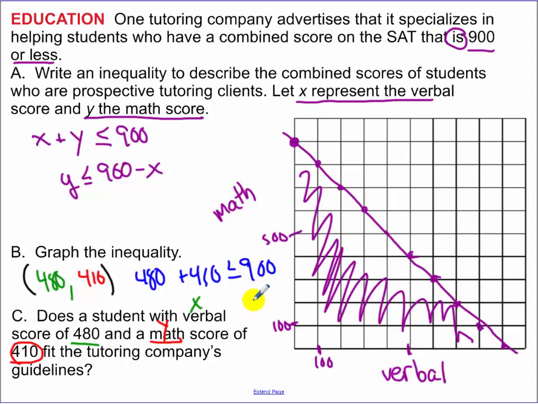Well, that ends up being 890 less than or equal to 900. So yes, it does. And if you think about it, 480 for x would be all the way over somewhere here, and 410, that would be approximately right there. So that point is in our shaded region, so that makes sense.